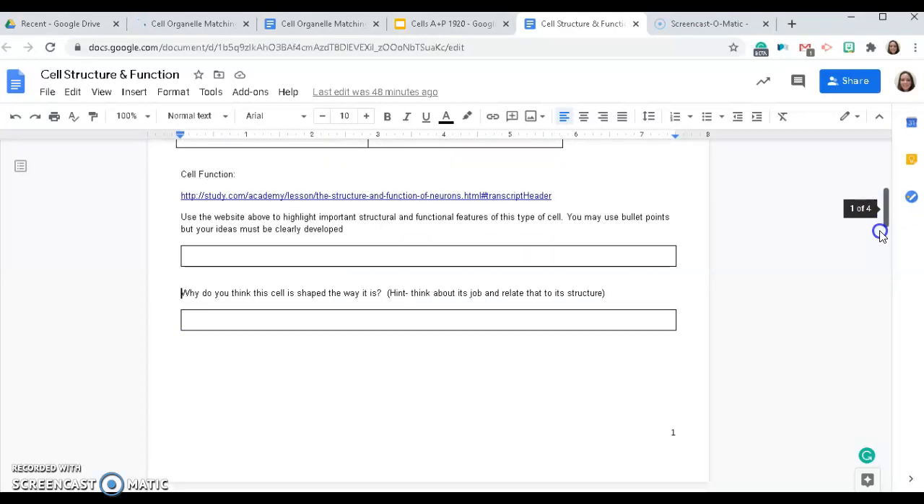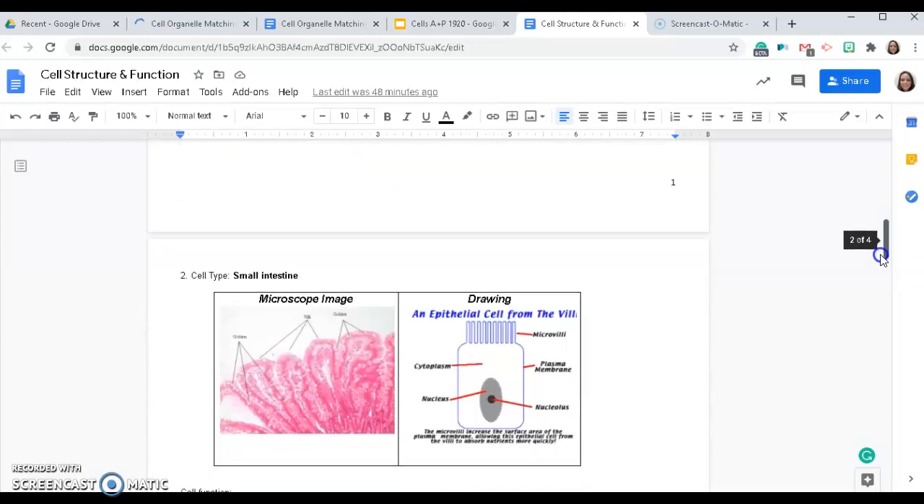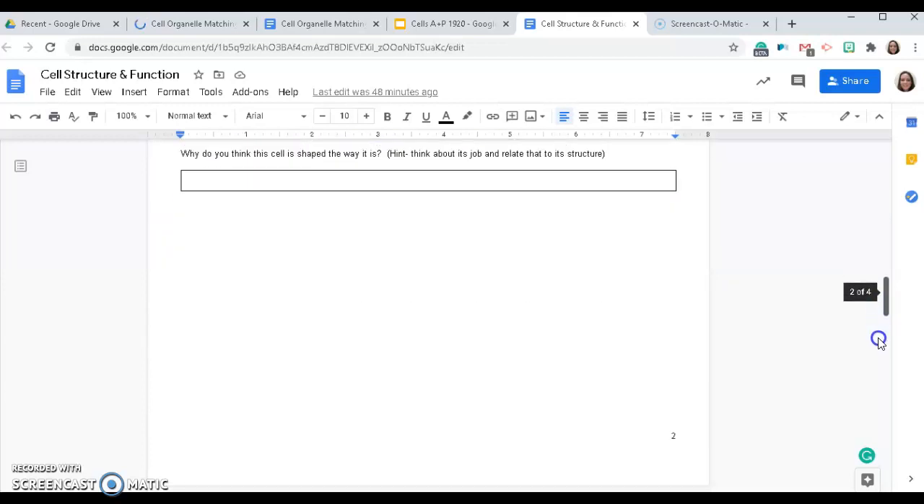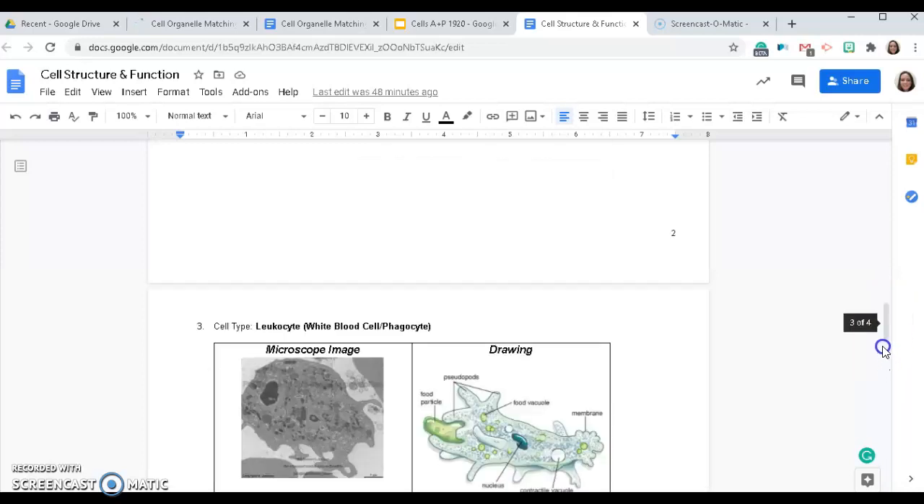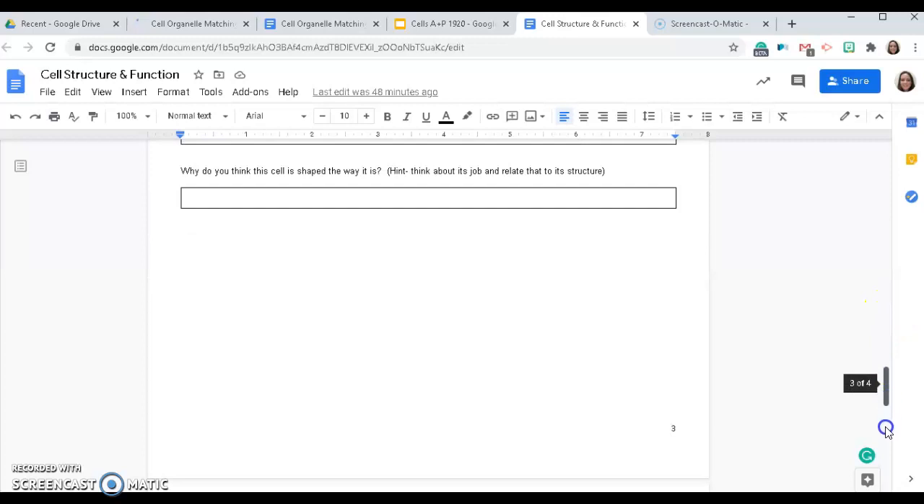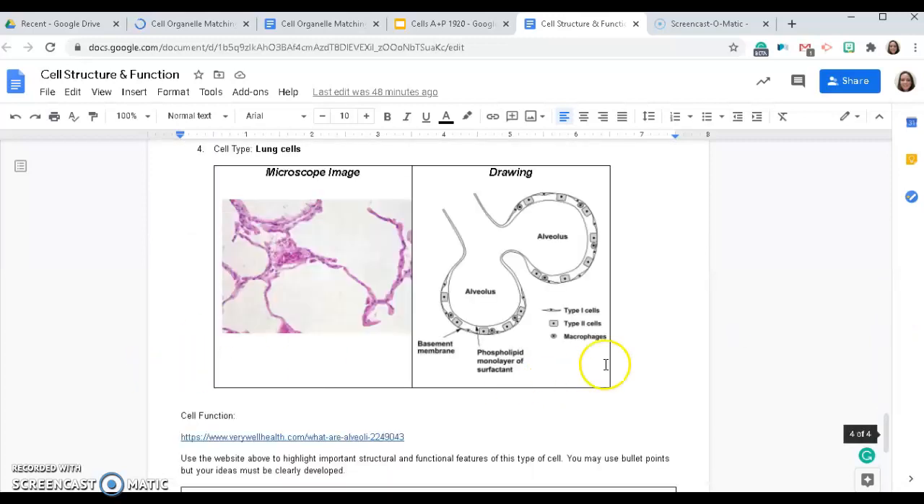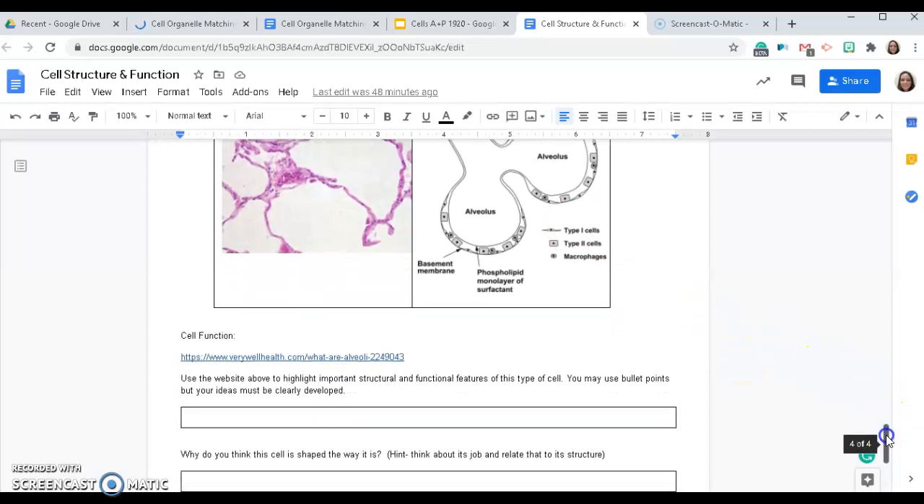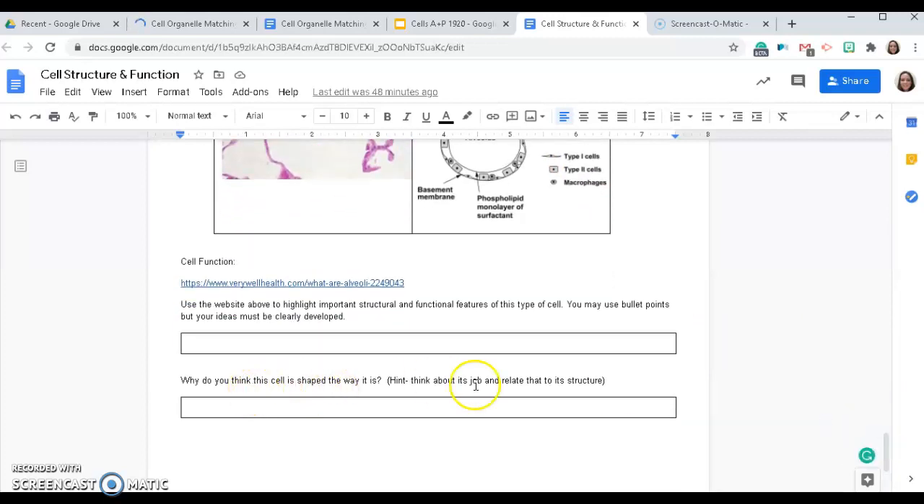So first we have a neuron. Next we have small intestine. Next, we have a leukocyte, or a type of white blood cell. And then finally, we have lung cells. So you're going to research and answer this question for each of those 4 cell types.